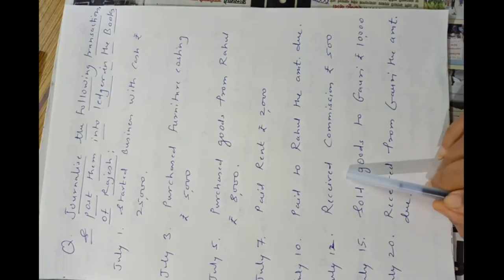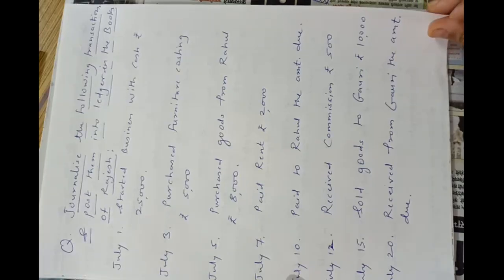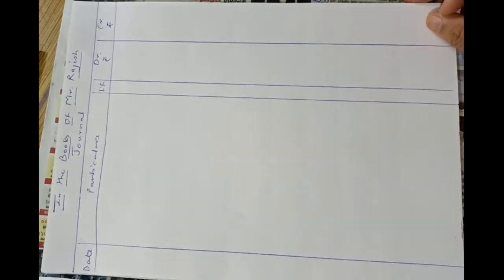12th July received commission rupees 500. 15th July sold goods to Gauri rupees 10,000. And the last entry is on 20th July received from Gauri the amount due. Okay, now we will pass these journal entries in the books of Rajesh first. So we have to pass journal entries here with their narration.